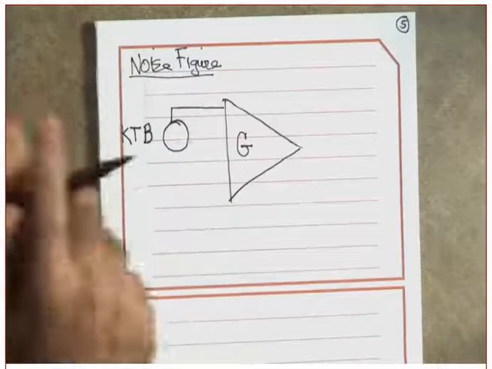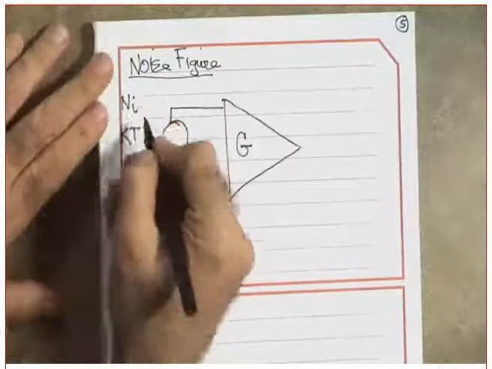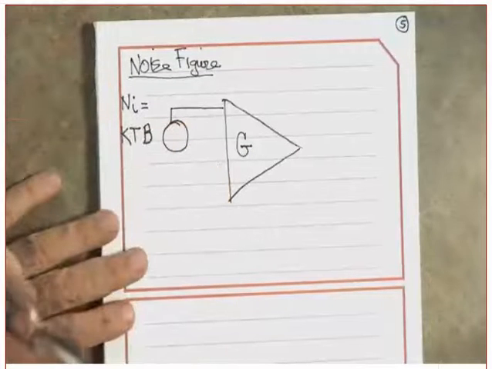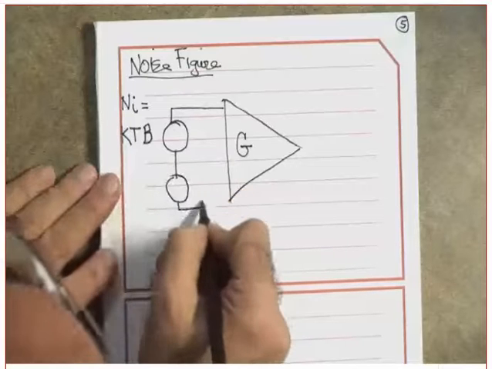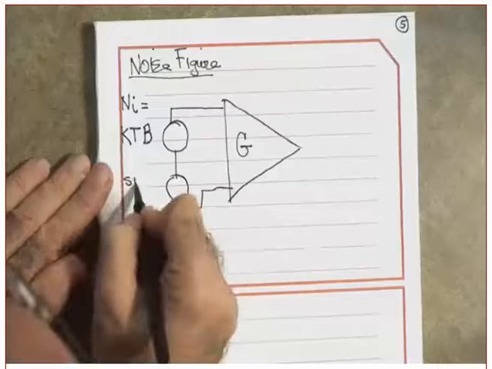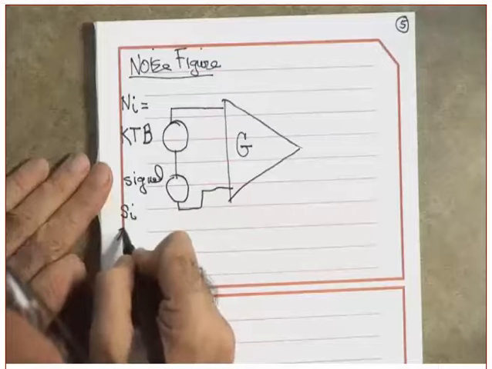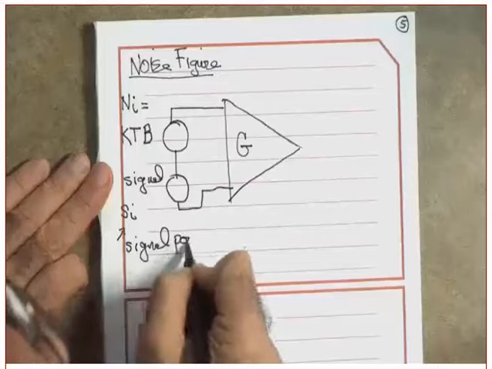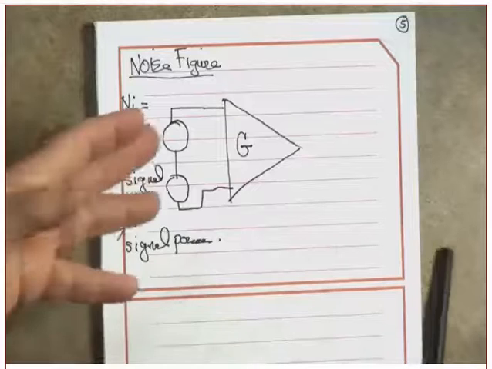Yes. So this is the input noise. I'm going to designate it by N sub I. N sub I, the input noise power, is KTB. Clear? Of course, in series with the signal. And let's assume the signal power is S sub I at the input. This is the signal power. Clear so far.